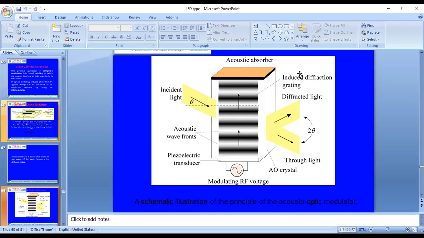So simply this type of acoustic absorber crystal is also working as a piezoelectric transducer. Everybody knows the piezoelectric transducer operation.